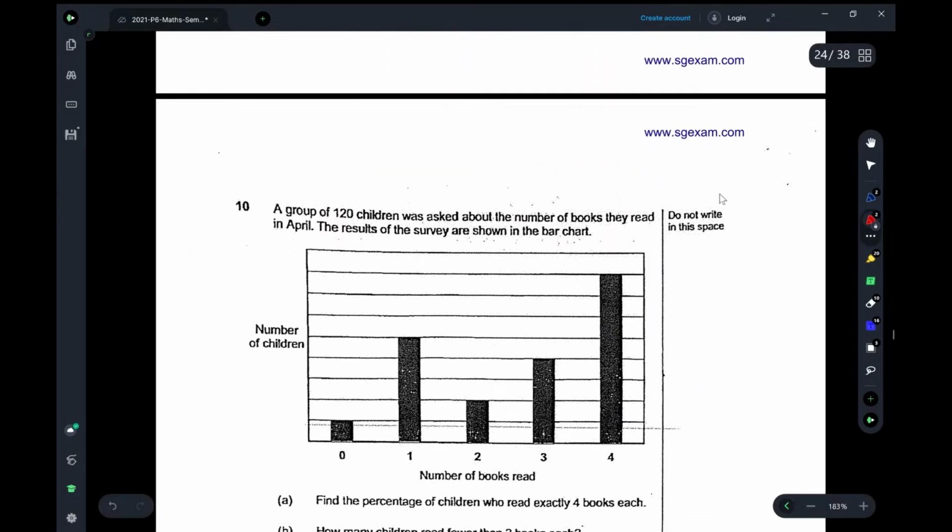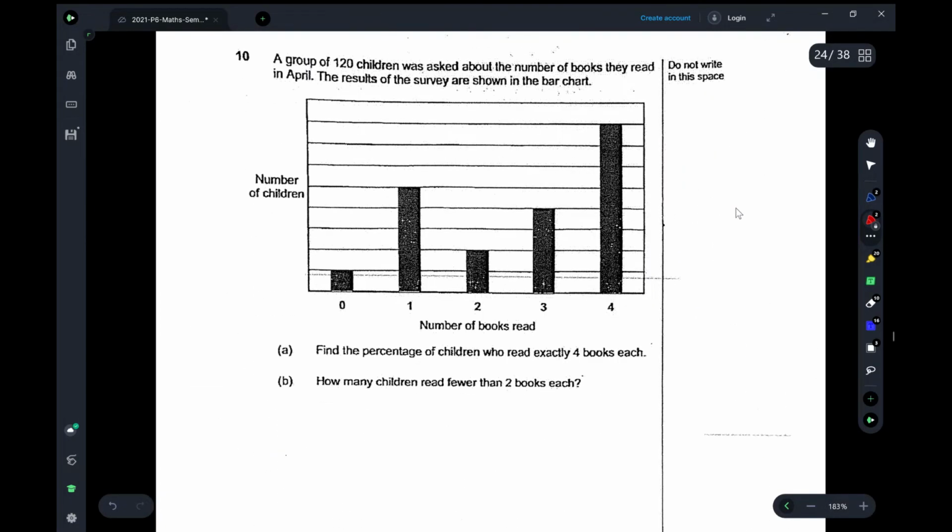Okay, so let's move on. Alright, this is an interesting chart because the number of children here is empty. Basically, you can only know how many units. Okay, let's say a group of 120 children was asked about the number of books they read in April. The results of the survey are shown in the bar chart. So the number of children reading 0 books is 1 unit. So 2, 3, 4, 5.